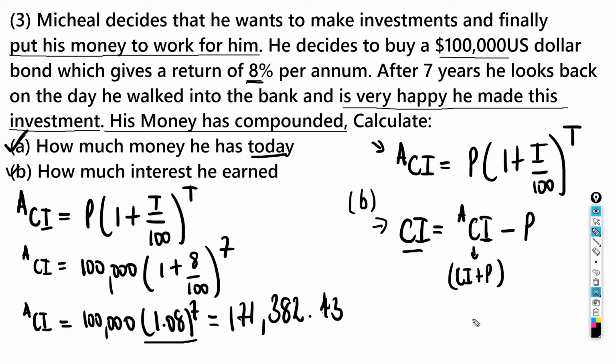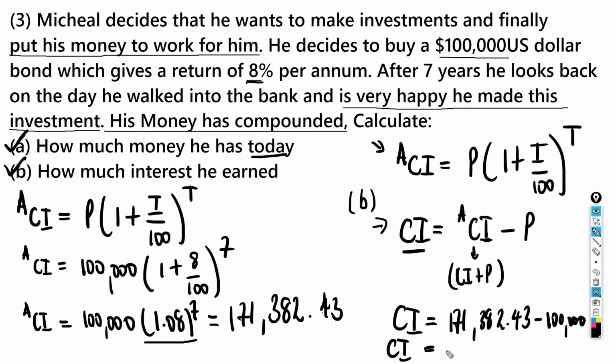All right, but we need to find how much interest he earned. To find how much interest he earned, which is just the compound interest, CI is equal to the accumulated amount, 171,382.43, minus the principal, which is 100,000. So you're going to end up with the compound interest being 71,382.43. And that's the answer, guys. All right, so this is a really good concept to learn.